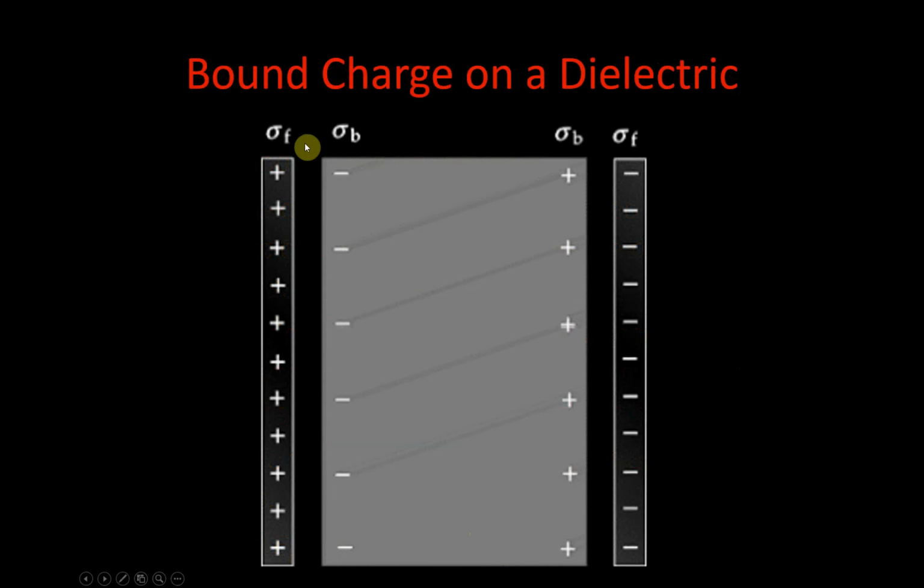And there's that charge. Here we have a sigma. This is the charge per unit area on this plate. Sigma here, charge per unit area on this plate. And here's sigma B, the bound charge per unit area on the dielectric inside the plates. And that's the real difference. And that's what changes our electric field overall.